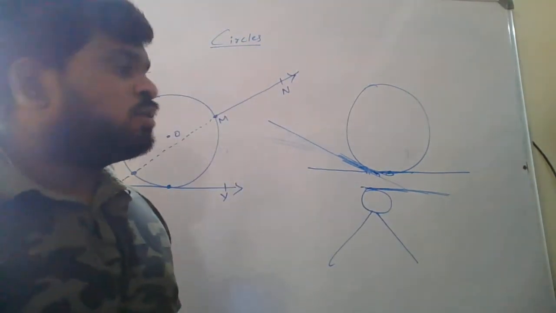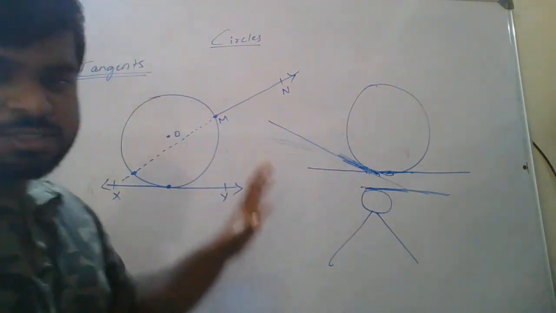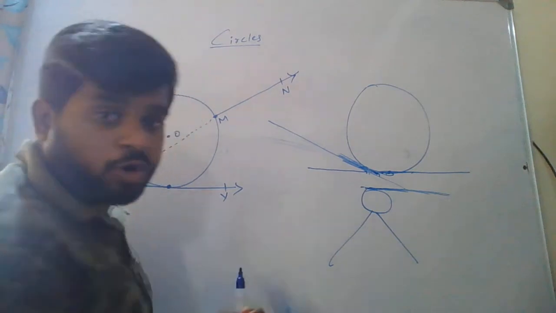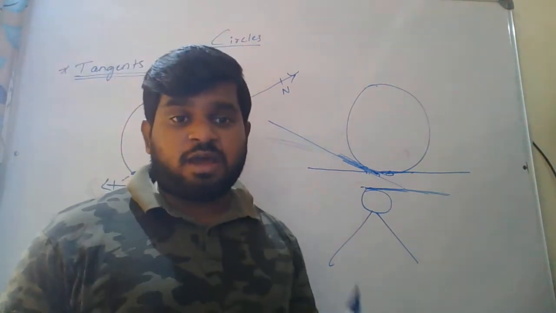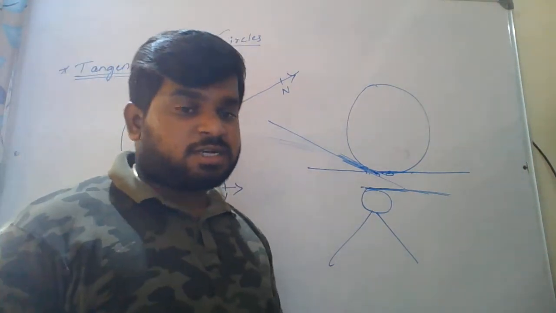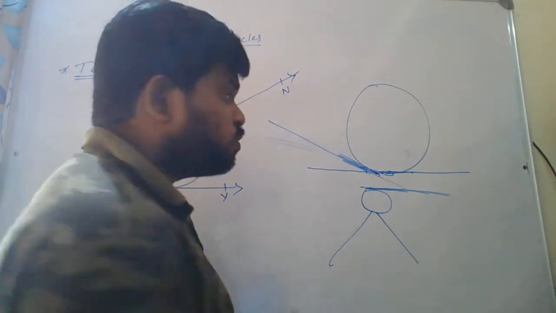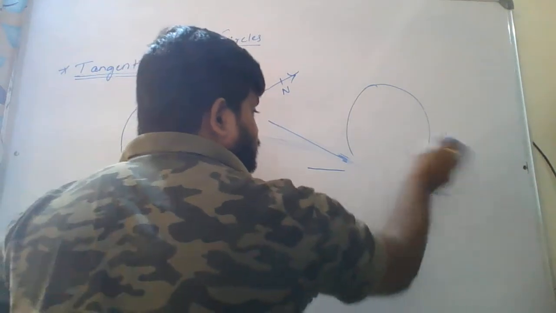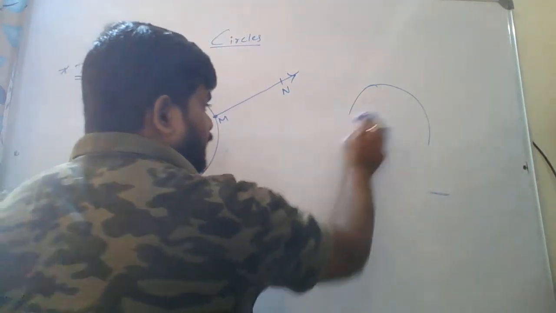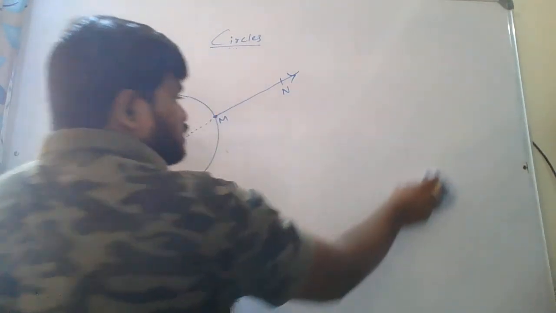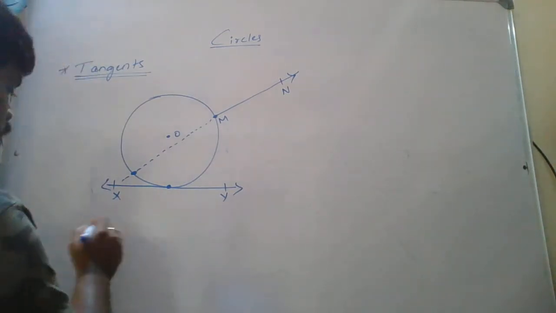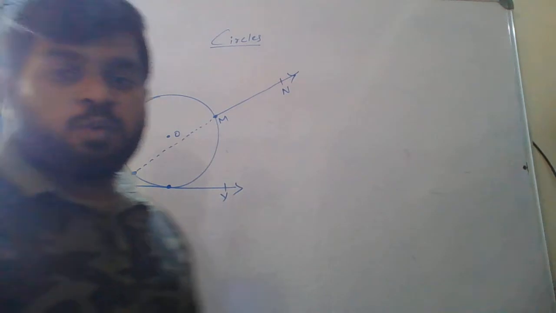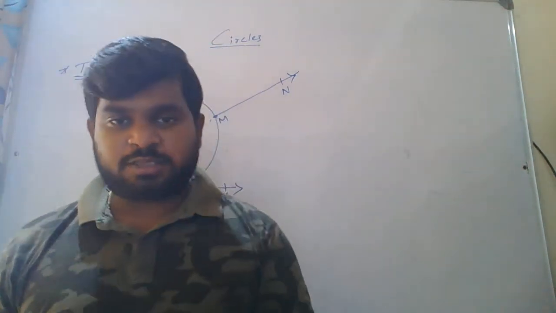So we are going to learn more about tangents, properties of tangents, and how to draw tangents, which is a very important exercise in construction. We are going to learn how to draw tangents to a circle. Apart from this, there is something called a secant. What is a secant? A secant is a line which meets the circle at 2 points.